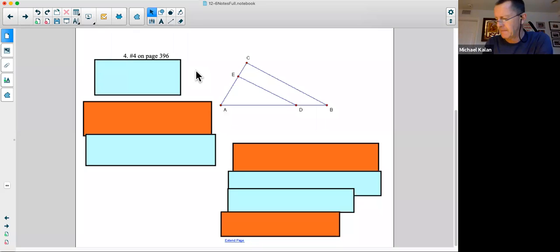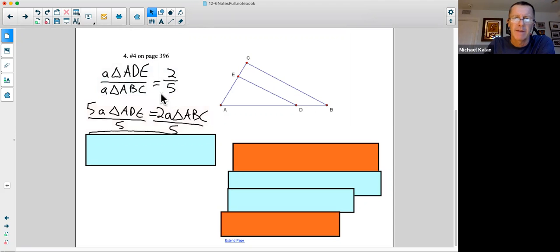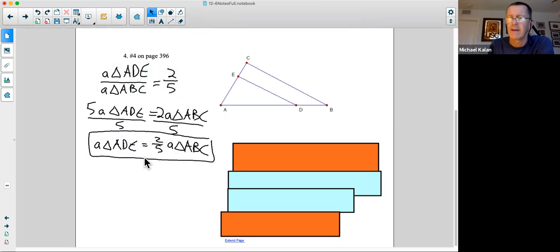How would you do that? All right, let's do that. Just do the first part. All right, well, this is what we were given, right? Isn't this just a matter of cross multiplying? So 5 times the area of triangle ADE equals 2 times the area of triangle ABC. And then we're trying to get the area of triangle ADE by itself. So what would we have to do? Divide both sides by 5 and voila, there we have it.